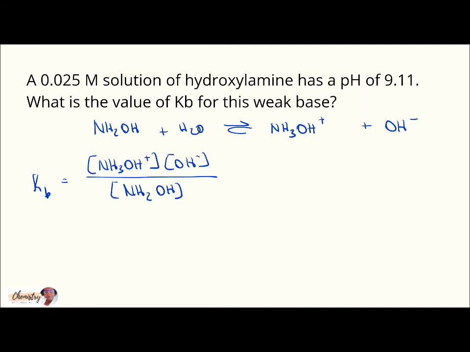But we can't do the same when we have a weak base because it only partially ionizes. Some OH will be present, but some of the compound will remain. So in this case, we're going to have some hydroxyl and we're going to have some hydroxylamine that didn't ionize.